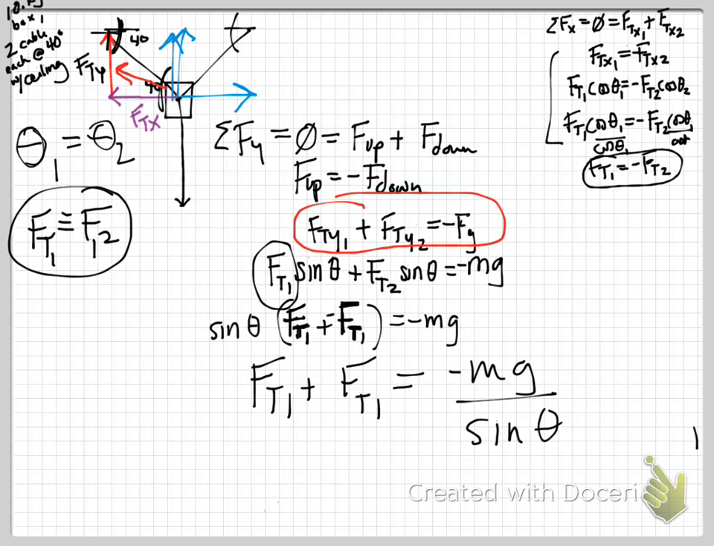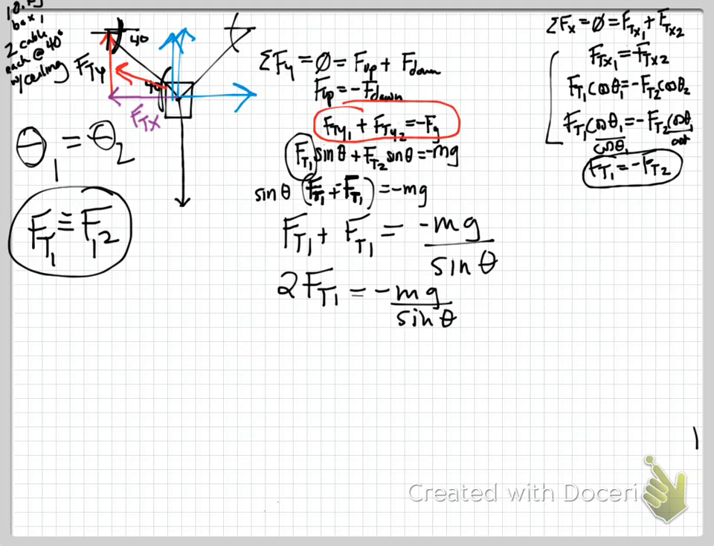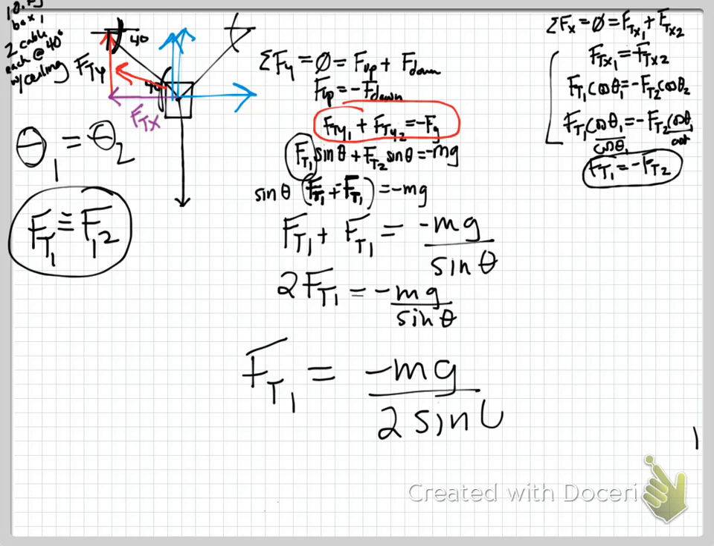Okay, so algebraically, this is now 2 f of t1 equals negative mg over sine theta. Can you solve at this point for f of t1? Sure you can. So f of t1 is equal to negative mg over 2 sine theta, which is really easy, but we kind of went through a proof to get there.